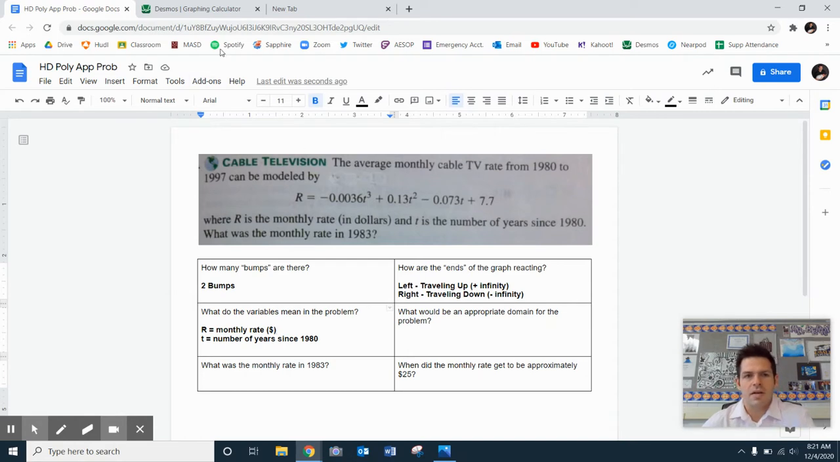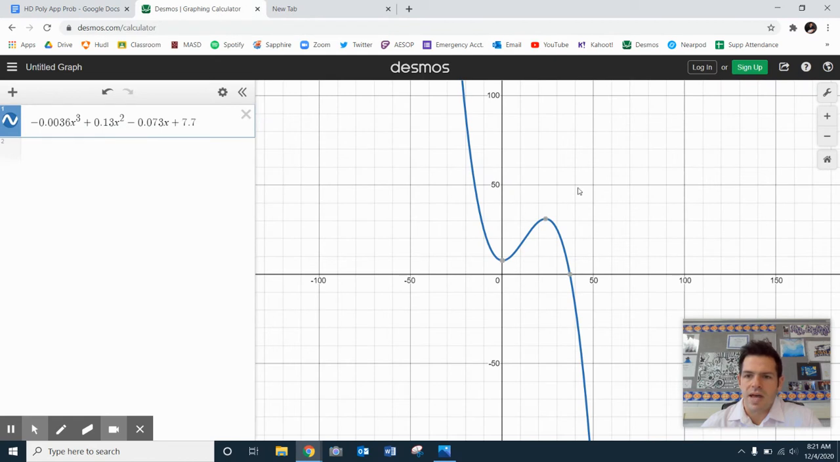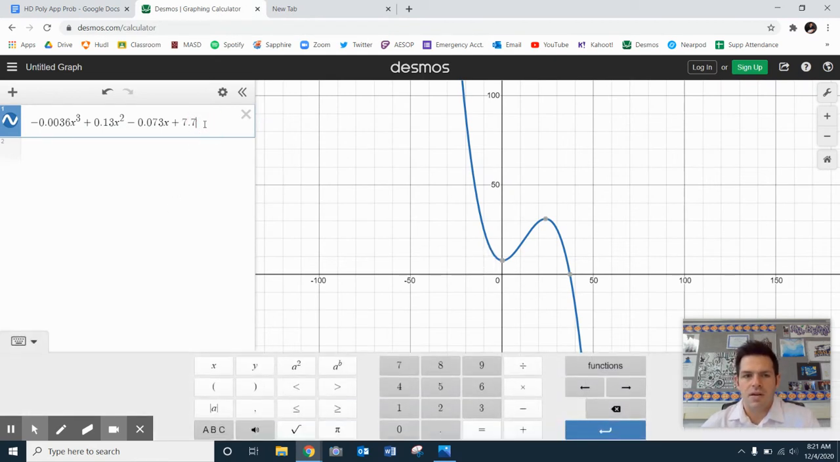All right, so I want to show you how to do this in Desmos. This is going to make life a little bit easier for you when it comes to better representing what the actual data here in this polynomial is talking about. So I have this picture here. We've already gotten to this point. I want you to take a look over here.